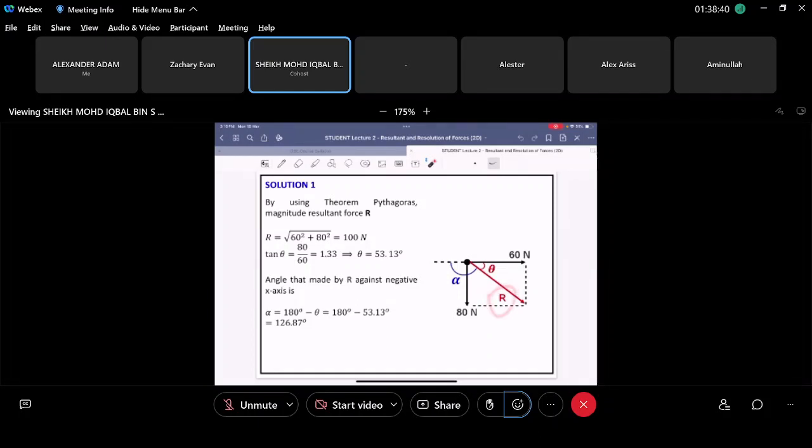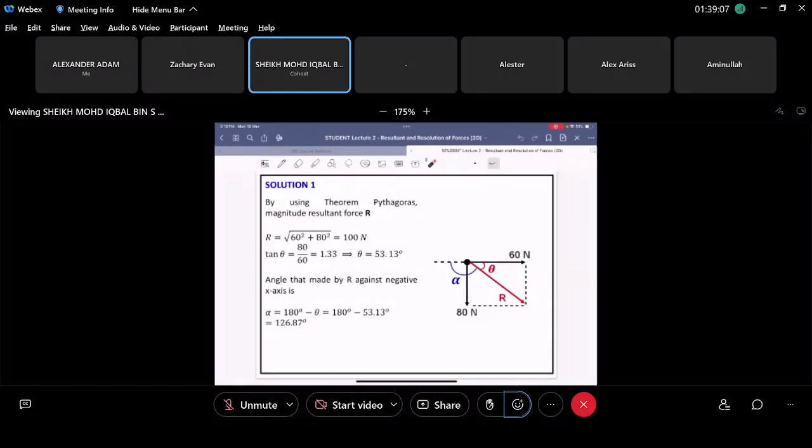So to calculate the resultant force is just using Pythagoras theorem. So we know this one is 60, so put in here 60 square, right? We know the magnitude for this one, 80, put in here 80 square, right? So you know your resultant force will be 100 Newton. So this one will be 100 Newton, right? It's easy as that. Then you have to calculate the direction.